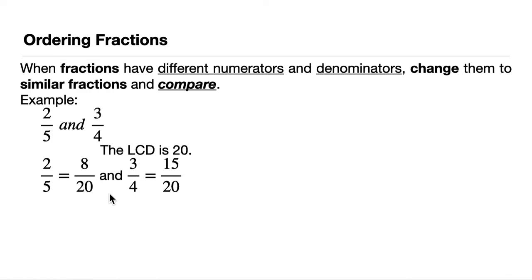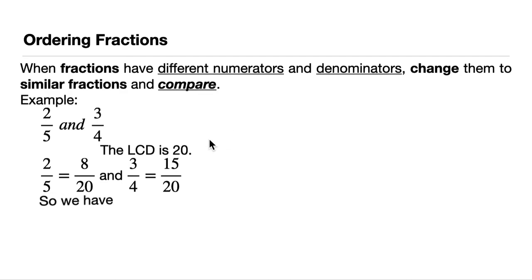Again, for the procedure, the LCD is 20. 20 divided by 5 is 4. Multiply that by 2. 4 times 2 is 8. That's why we have 8 over 20. And then copy the LCD, the denominator. For the 3/4, 20 divided by 4 is 5. 5 times 3 is 15. And then copy the least common denominator. We can see now that they have the same denominator, so we're going to apply case number 1. Case number 1 says that whichever has the greatest value in the numerator is the greatest.